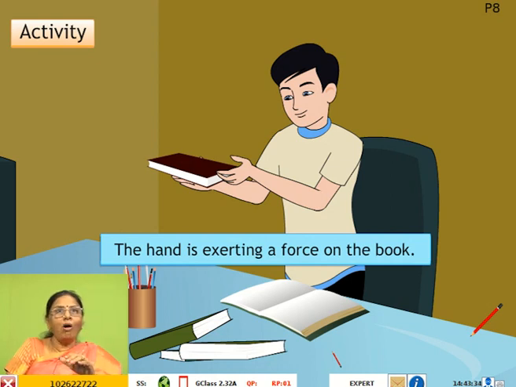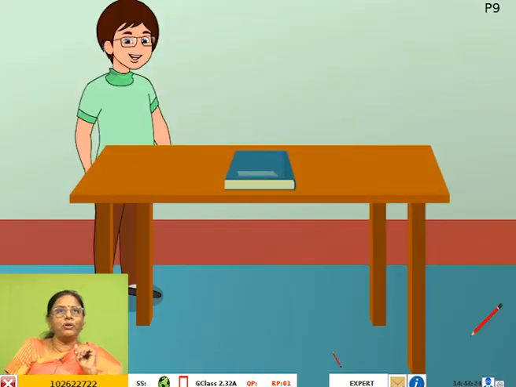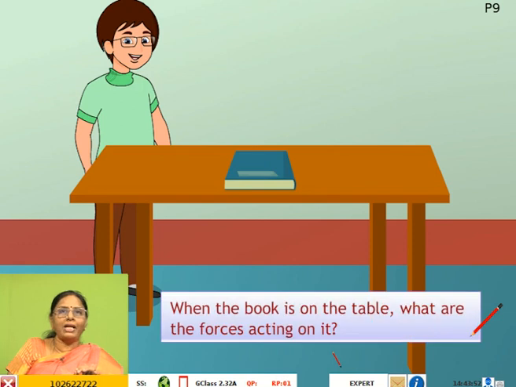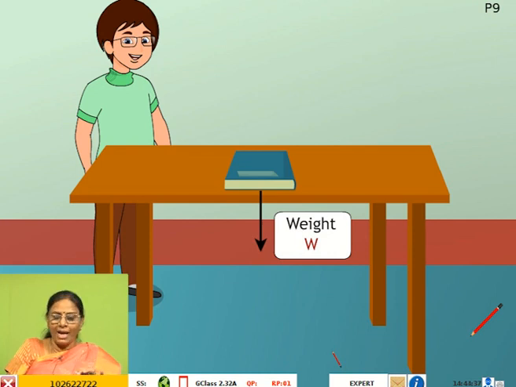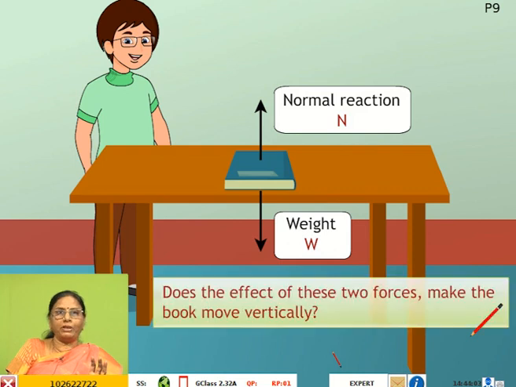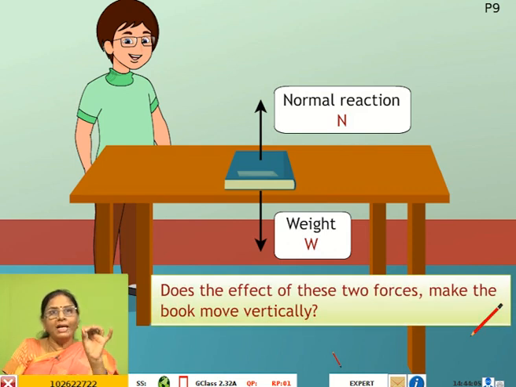So, when any object is moving, we know that a force is exerted by one object on the other. This is one thing that you should remember. Now, we have got a book on the table and we all know what forces act on this book when it is at rest. Which are the forces, children? The weight acting downwards and the normal reaction force acting upwards. Does the effect of these two forces make the book move vertically? Is the book moving vertically?